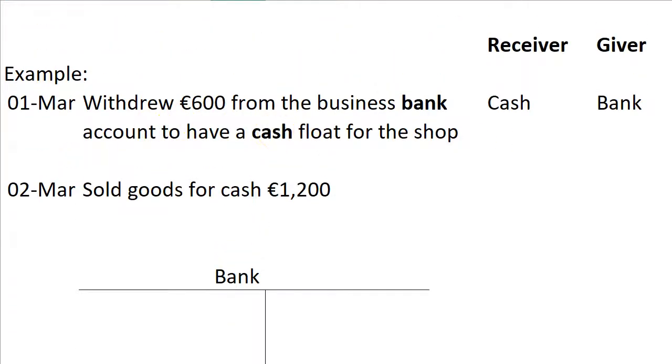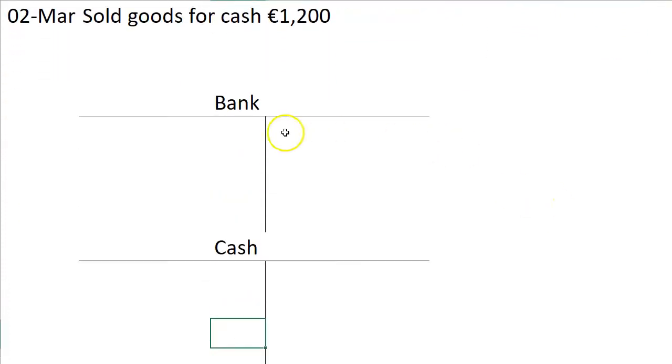And the 1st of March, it was 600 taken from bank. So bank is the giver, as I said. So we're going to put 600 out of bank and cash is the receiver. So debit the receiver, credit the giver. That's the most important thing. You get the money on left and right. Always there has to be left and right.